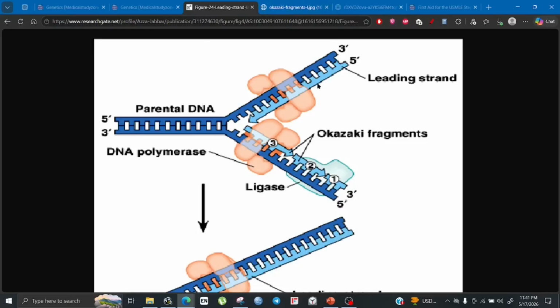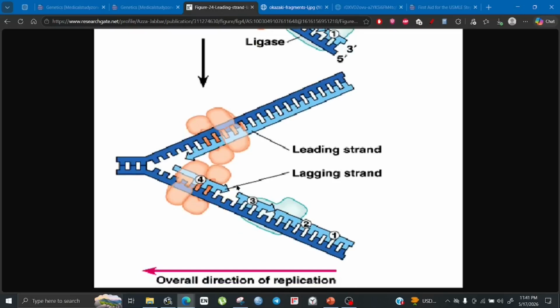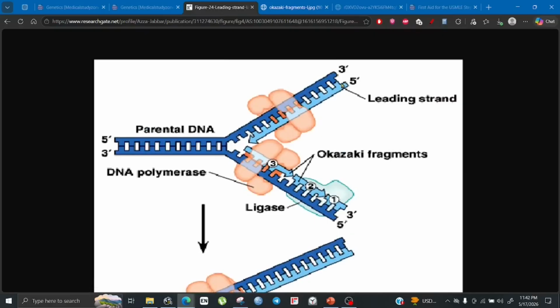Now, whichever strand goes towards the replication fork, that strand is known as the leading strand. And whichever strand is going away from the replication fork, that strand is known as the lagging strand. Now, the concept behind such naming of the strands is not important, but what they want you to know is that the strand going towards the replication fork is the leading strand. So I hope you know what this strand means.